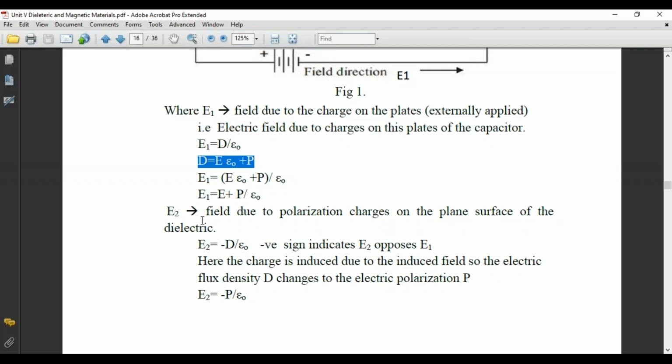This is about E1. When you come to E2, it is the field due to polarization charges on the plane surface of the dielectric. This E2 always opposes the applied field direction. E2 always opposes E1. That's why E2 equals minus P by epsilon naught. So hence charges are induced due to the induced field. So the electric flux density D changes due to electronic polarization. So E2 becomes minus P by epsilon naught.